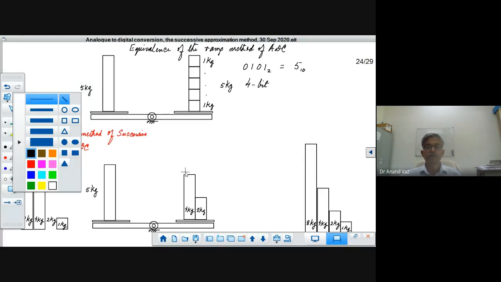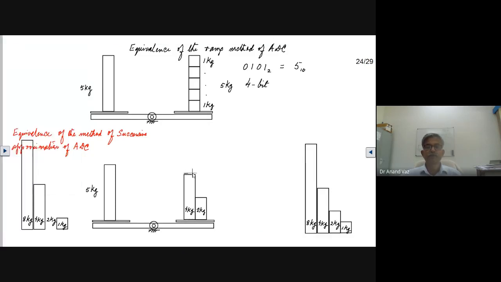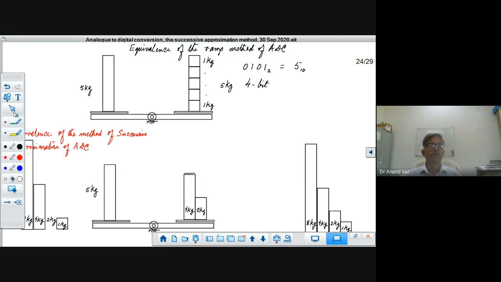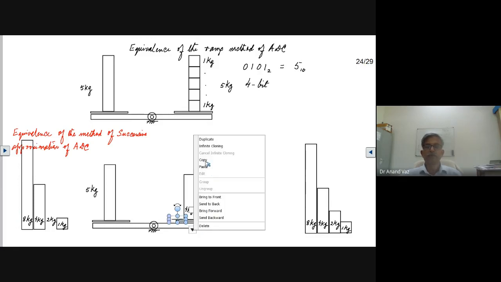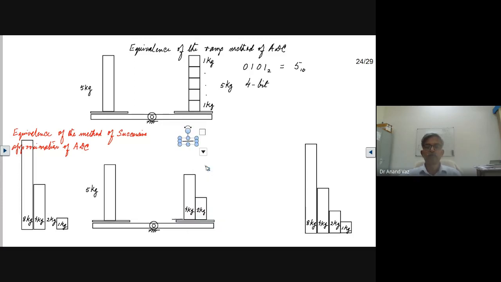So take a straight line of the same length, and this blank is kept here. The same way we have another blank. But now it has to replace this 2 kgs. It will come over here. So there's another blank.